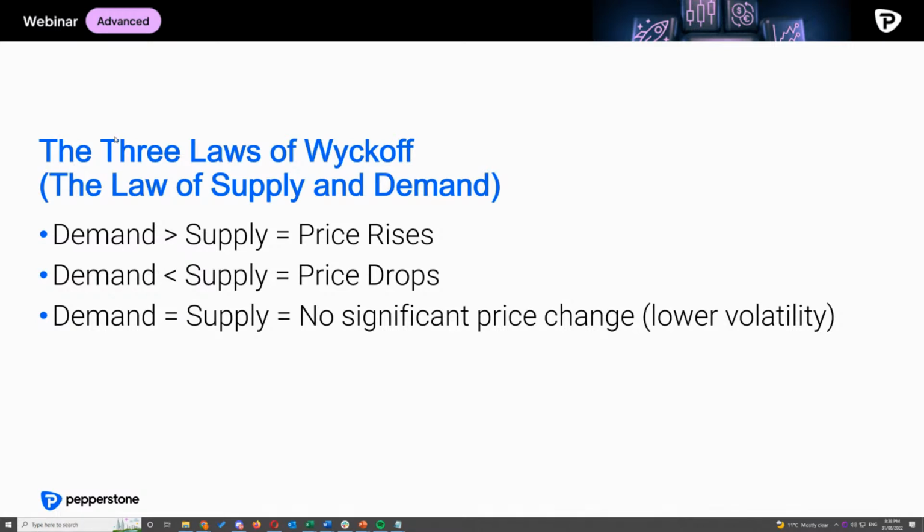So we'll just quickly go through the 3 laws of Wyckoff. The first one was the law of supply and demand. Pretty obvious. If demand is over supply, price rises. If demand is less than supply, price drops. And if demand equals supply, there's basically an equilibrium in the market, no significant price change, and volatility lowers. Can anyone guess here in the chat what kind of candle formation could be demand equals supply?